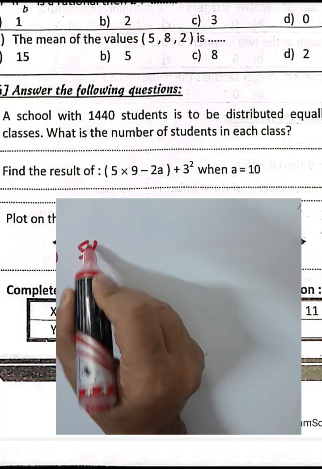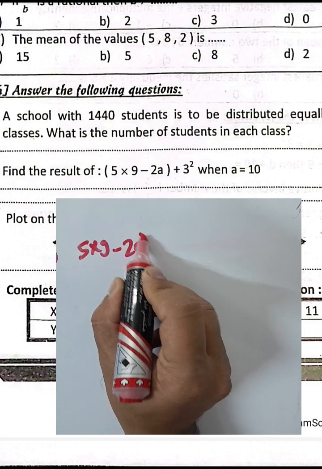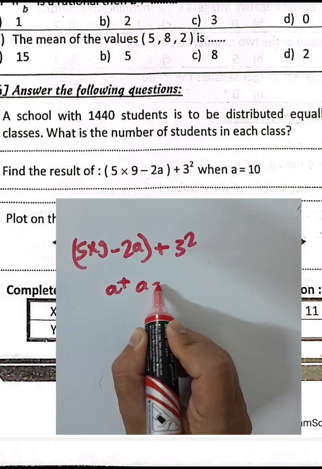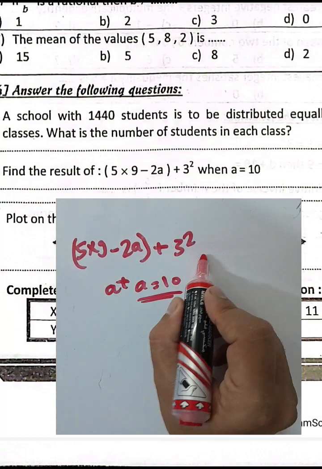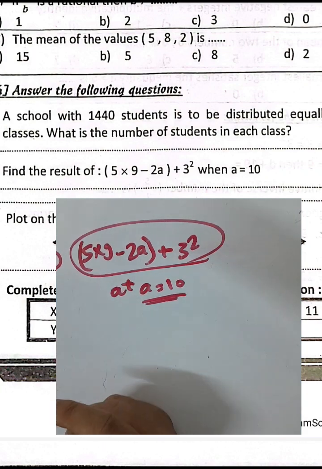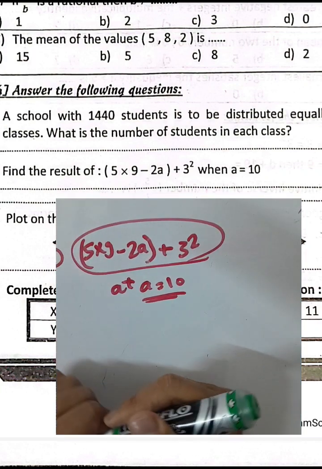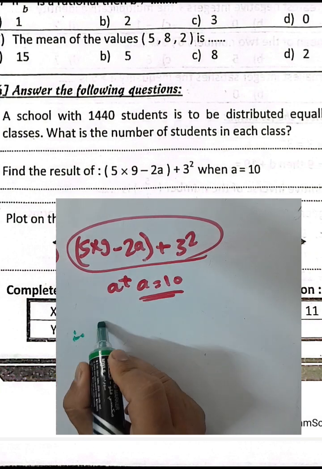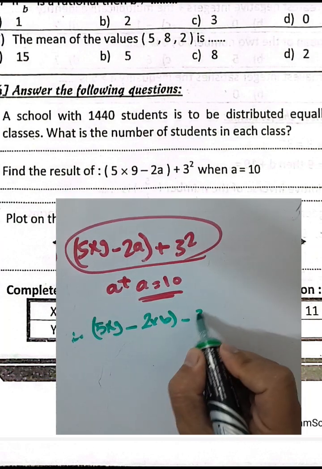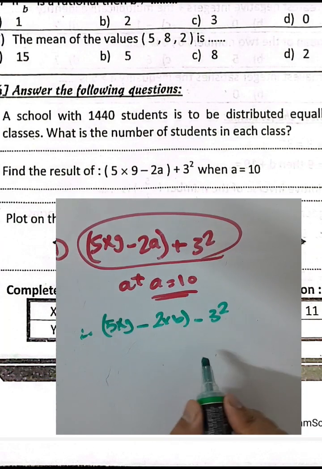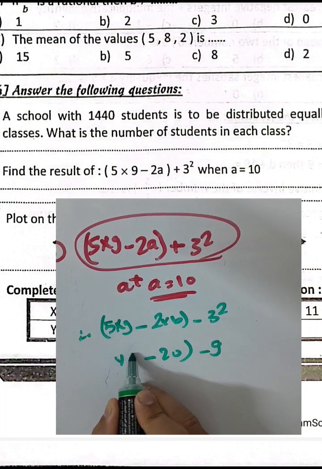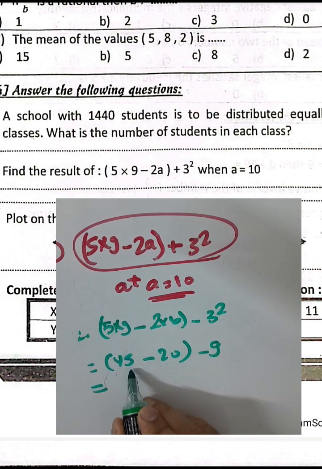Now, next question, find the result of this expression. Here, 5 times (9 minus 2a) plus 3 power 2, where a equals 10. We can find the value of this expression by putting 10 in place of a behind the 2. It will be 20, because a here equals 10. Then the value of this expression, 5 times 9 minus 2 times 10 plus 3 power 2. And we know 3 power 2 here will be 9. And 2 times 10 equals 20. And 5 times 9 will be 45.